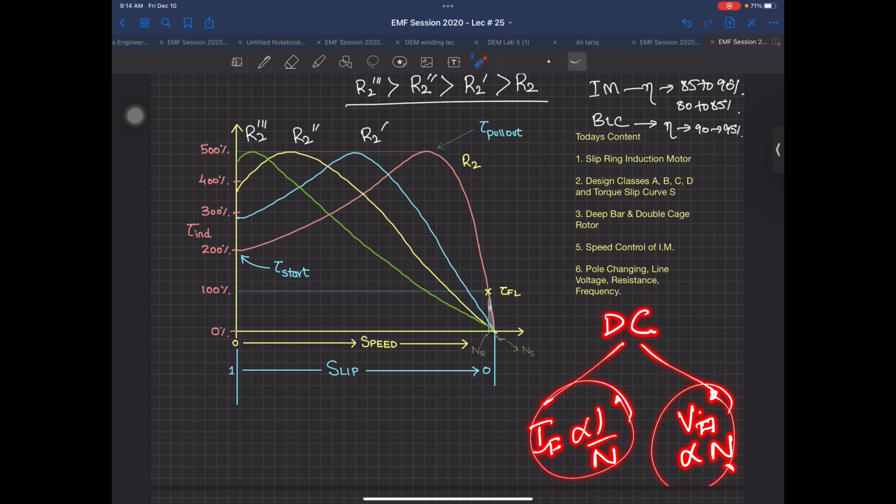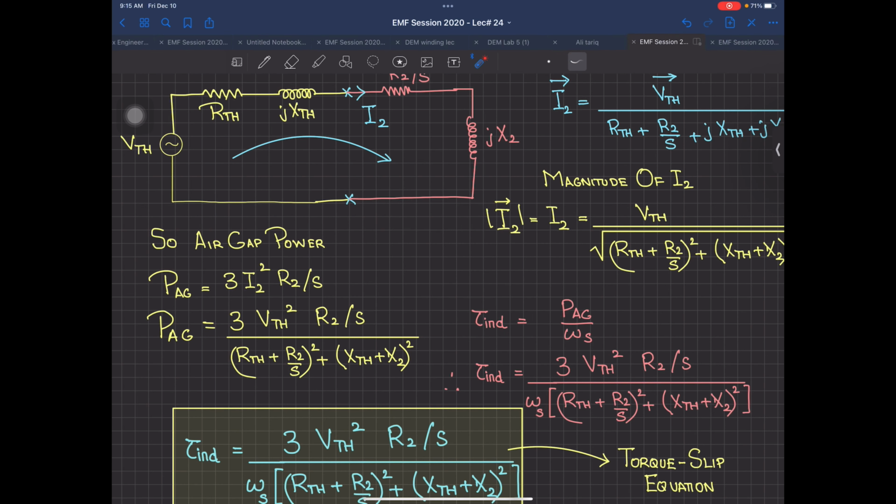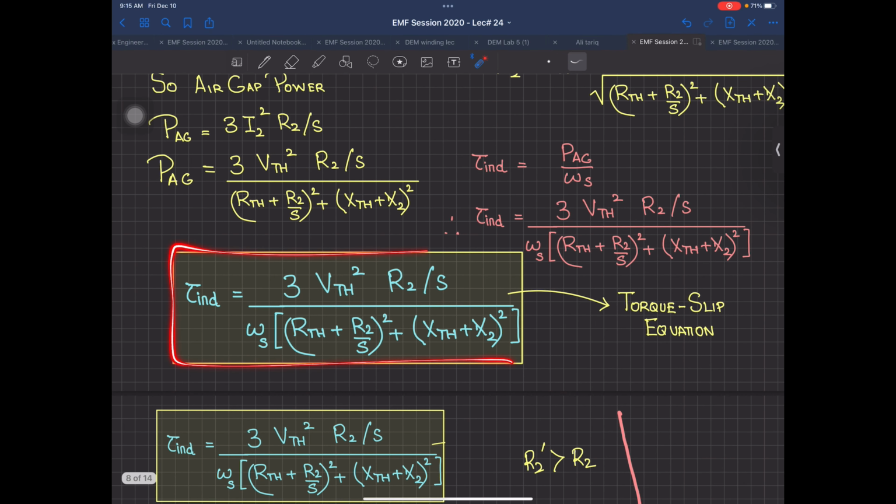Now in the induction machine, the problem is this. Listen very carefully: if you change the applied voltage, your induction machine has this equation. In this equation, you are not changing R2, R Thevenin, X2, but you are changing V Thevenin, because V Thevenin is dependent upon V phase. So your torque will change, but at the expense of one thing.